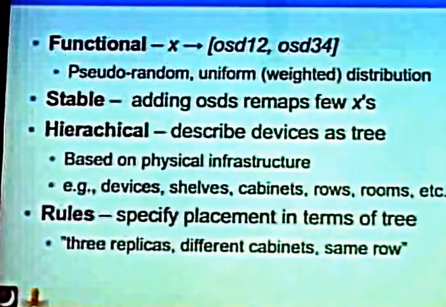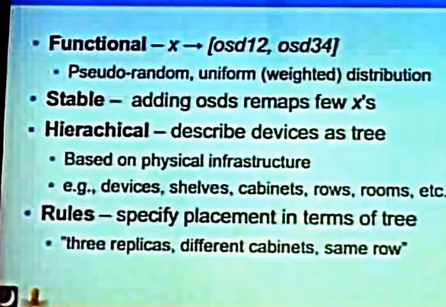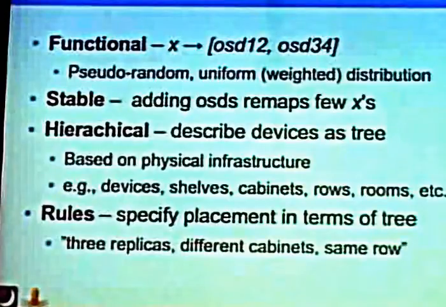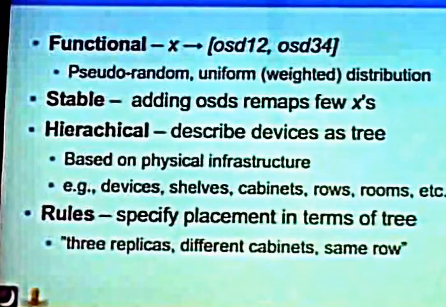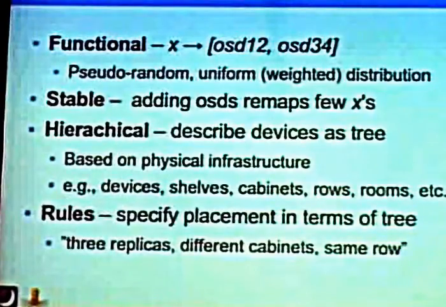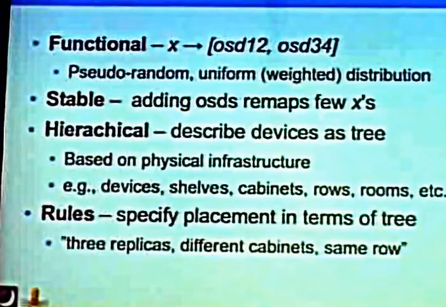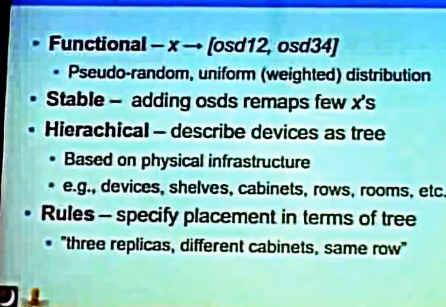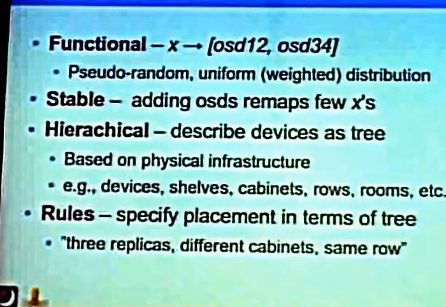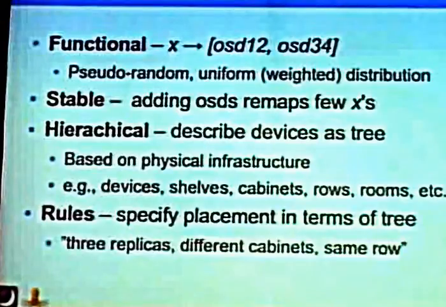It does this by describing the devices in the storage hierarchy as a tree, or hierarchy, that you want to align with the physical infrastructure. So for example, you might say you have lots of devices that are grouped into shelves. The shelves are grouped into rack-mount cabinets, cabinets into entire rows, multiple rows in a room in a data center, something along those lines. And then you can write a rule that specifies how you want to place your data object replicas within that physical infrastructure.